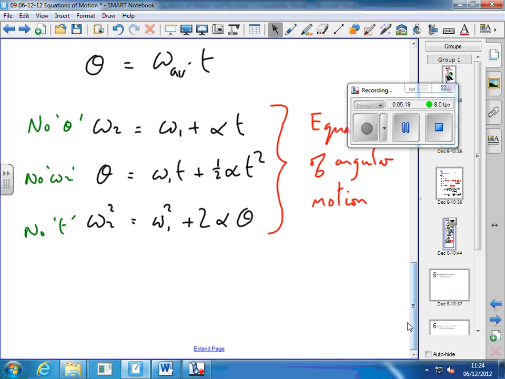And we could add this further one if we wanted to, which comes from the earlier equations, that the displacement theta equals omega 2 plus omega 1 over 2 times the time. So exactly analogous to linear motion. And again, we now need to have a look at some examples for how they can be applied.